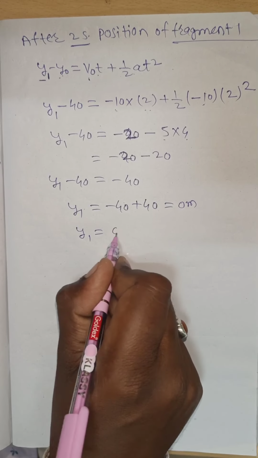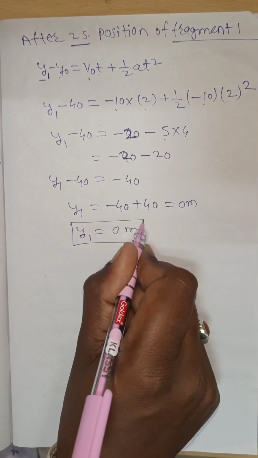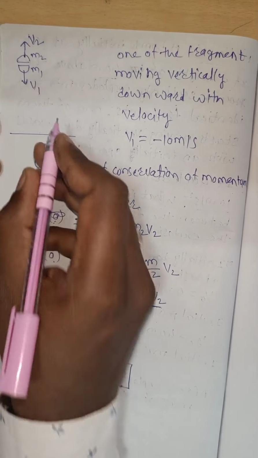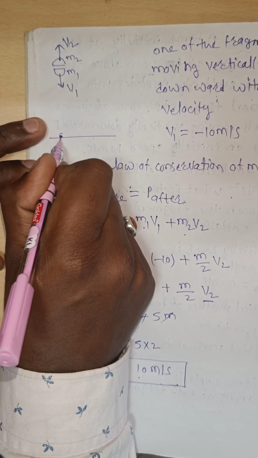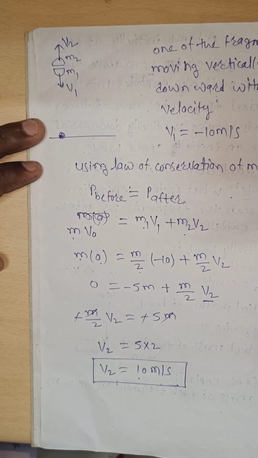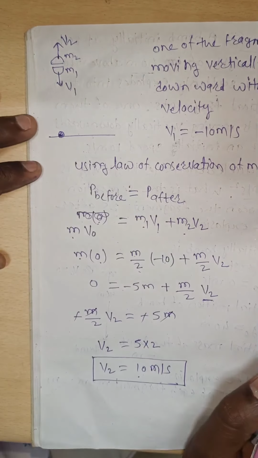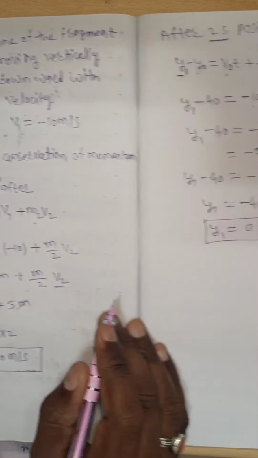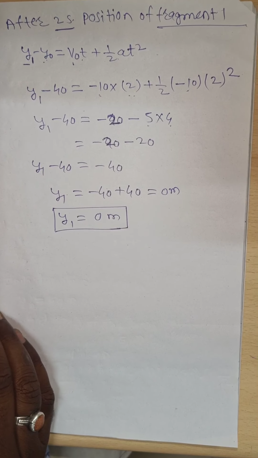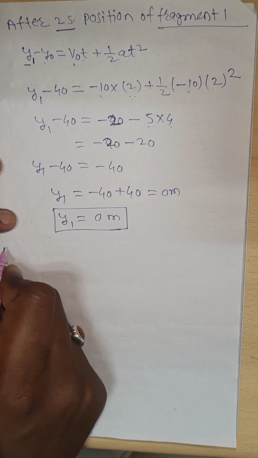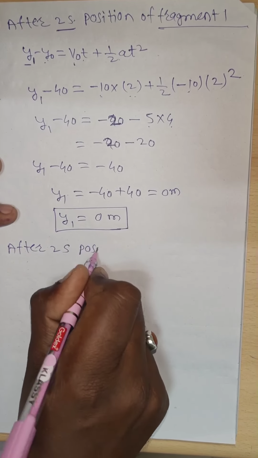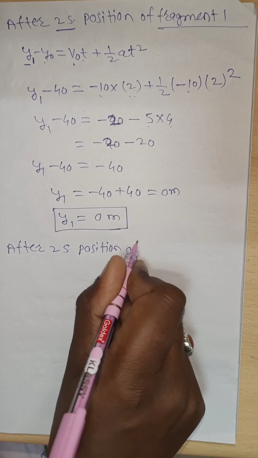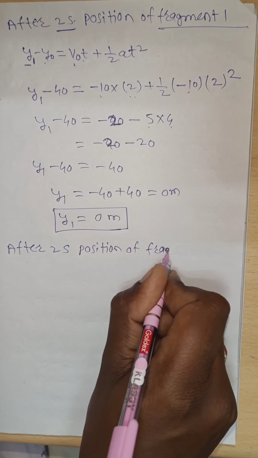Means the first fragment reaches the ground position. Zero meters means that after 2 seconds the first fragment reaches the ground. Next, after 2 seconds, what is the position of the second fragment? Now the position of fragment 2.